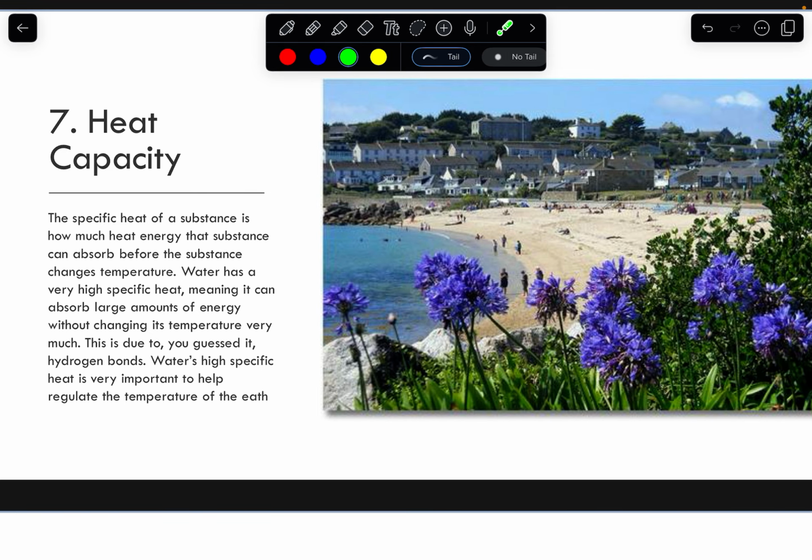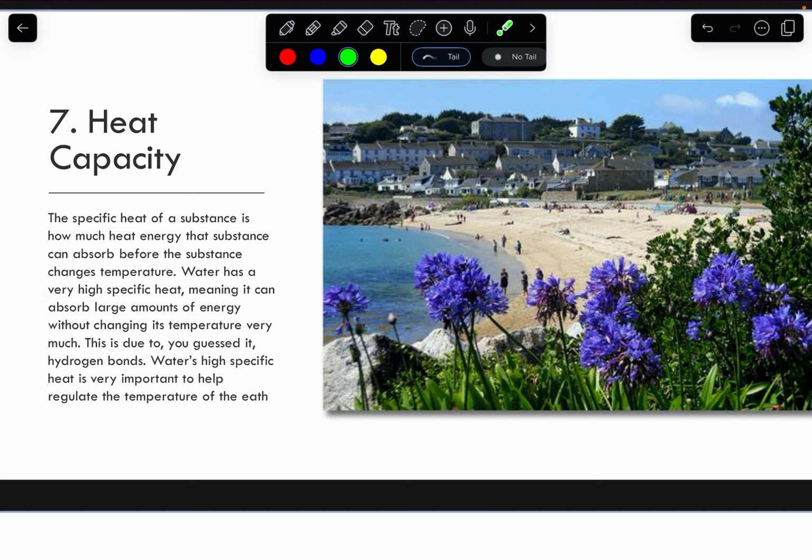Up next is heat capacity. We will talk way more in depth about heat capacity when we get to thermochem. All you need to know right now is heat capacity, also known as the specific heat of a substance, is how much energy that substance can absorb before the temperature starts to change. All right, I like to think of it as a resistance to heat change.